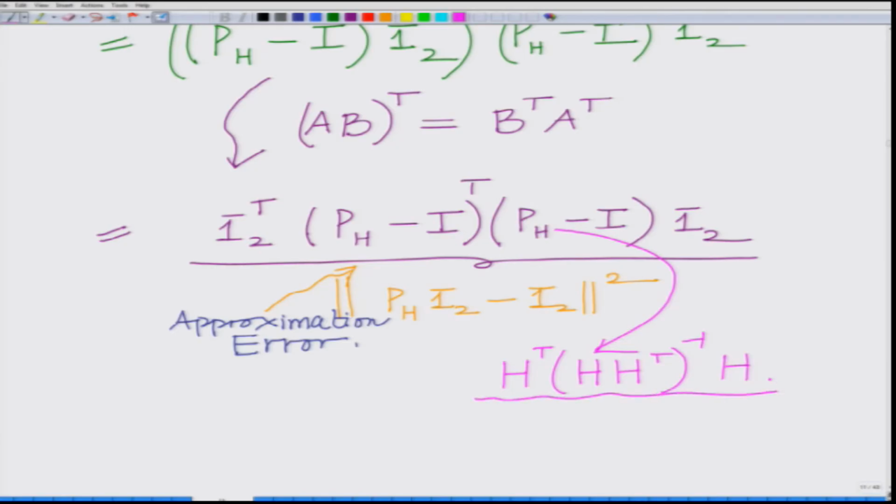Okay. So, now what we want to do is simplify this expression that we have derived for the approximation error, but before that let us explore the properties of this matrix PH.